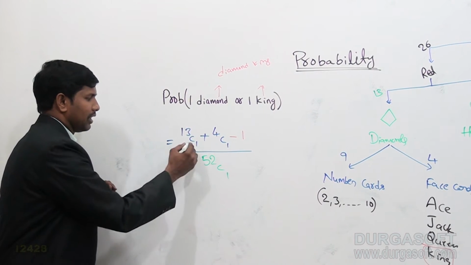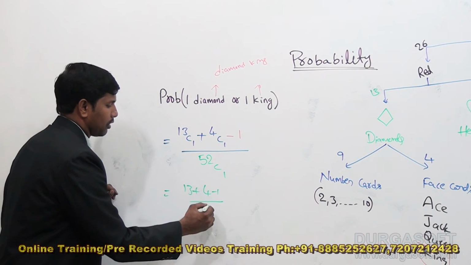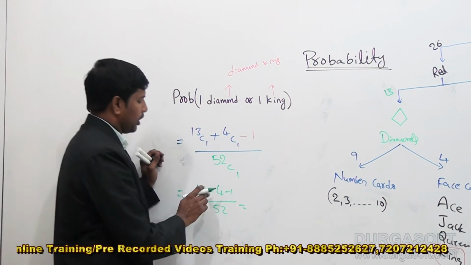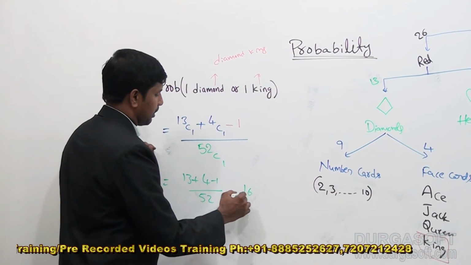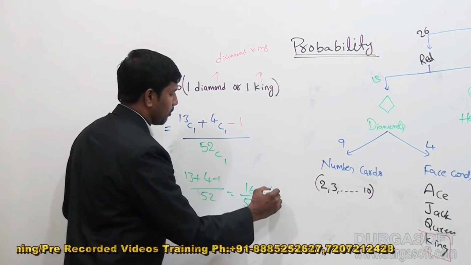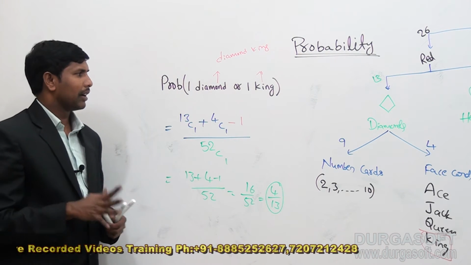So 13C1 is 13, plus 4C1 is 4, minus 1, by 52C1 which is 52. So 13 plus 4 is 17, minus 1 is 16, by 52. If you cancel by 4, 4 by 13 should be the probability of selecting a diamond or king card.